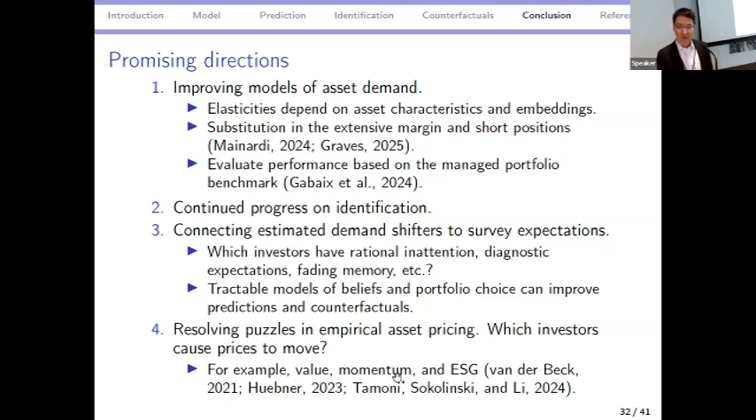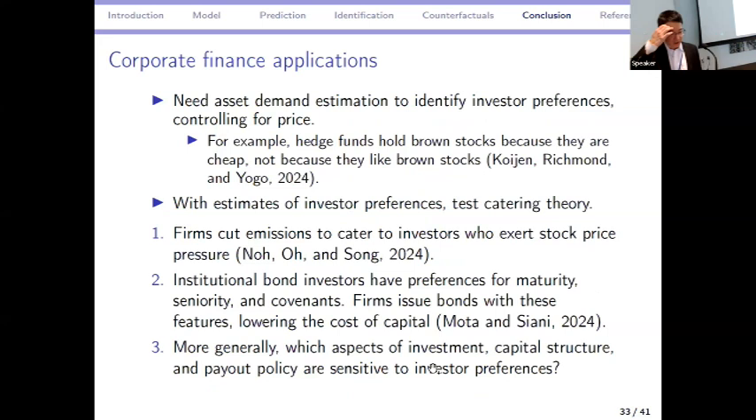And then of course, you can resolve longstanding puzzles in asset pricing, like why green stocks move relative to brown stocks, and which investors are causing them to move. In terms of corporate finance applications, if you think about estimating demand for green versus brown, then we can test catering theory. Simon Oh and co-authors have a very nice paper where they use a demand system approach to try to predict which firms are going to cut emissions.